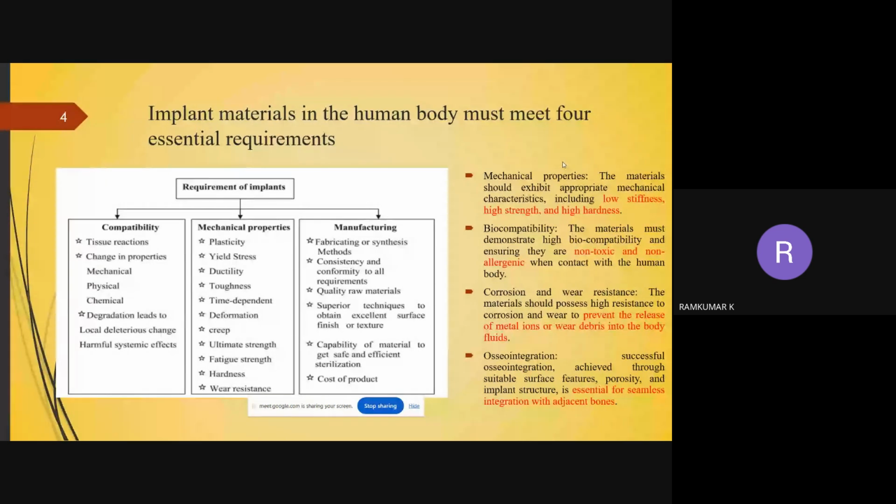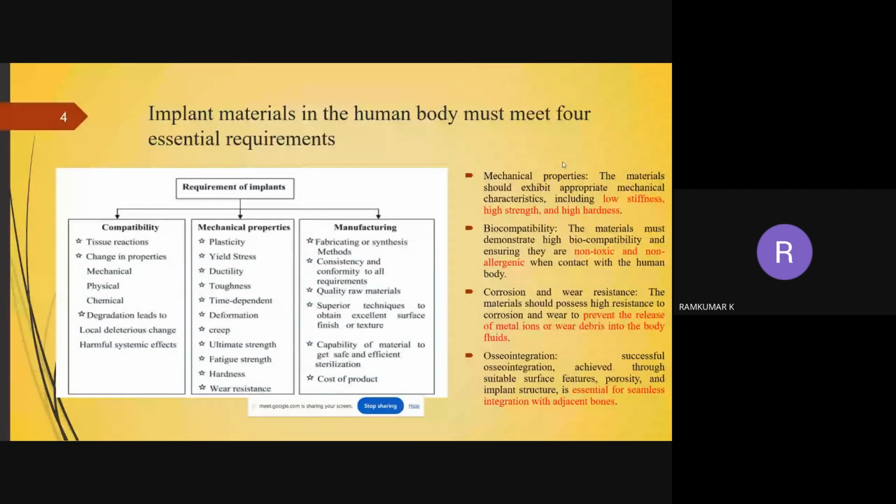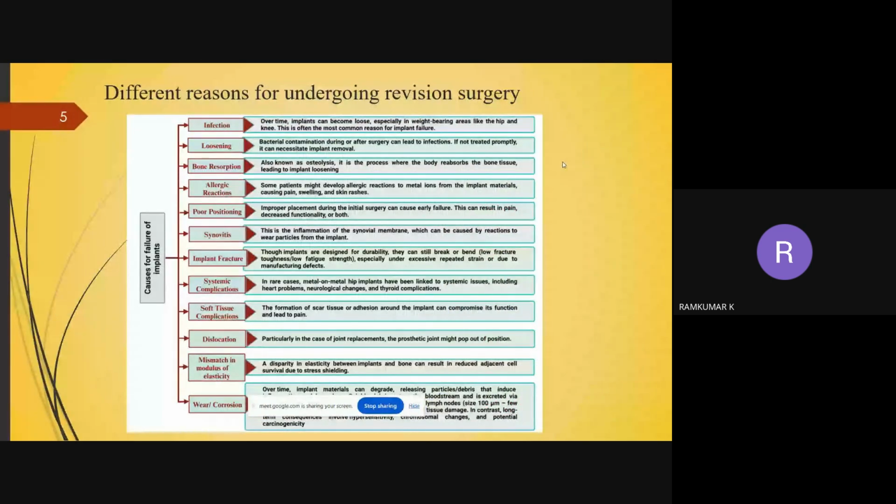The last one is osseous integration. It should be suitable to the adjacent bones. So, what are the different reasons for undergoing revision surgery? As I said before, these are the requirements which should be met for implantation. If these are not met, what will happen, and what are the different reasons for undergoing revision surgery? The first one is infection.